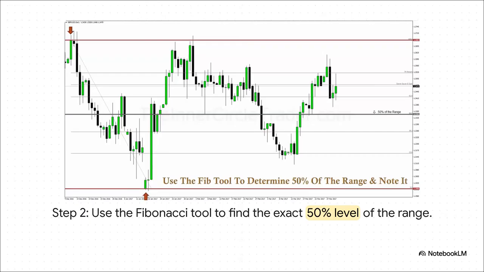And doing this is actually super easy. You just grab your Fibonacci tool, draw it from the highest candle body down to the lowest candle body of that range we just defined. And boom, that 50% level that pops up, that's our equilibrium. You can think of it as the center of gravity for our whole setup.